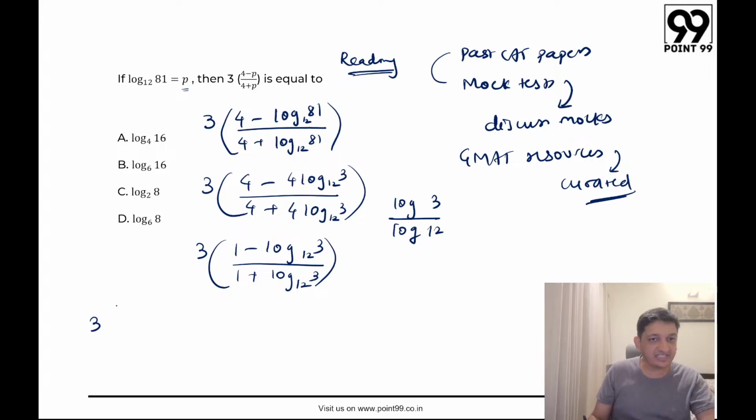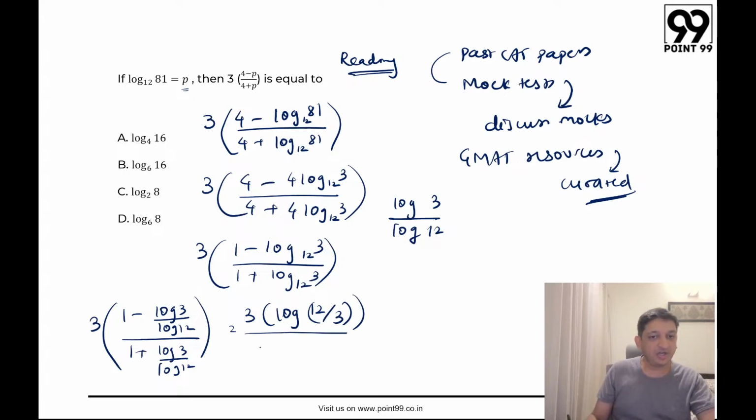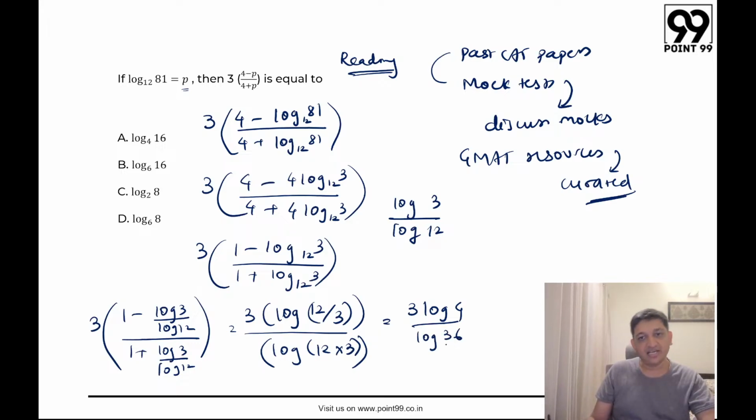So what will happen? You will have 1 minus log 3 by log 12, divided by 1 plus log 3 by log 12. Now if you adjust the terms and cancel out the two log 12s, you are going to get 3 into log 12 minus log 3, or log of 12 by 3, in the numerator. And in the denominator you are going to get log 12 plus log 3, or log of 12 multiplied by 3. So what will this become? 3 into log 4 divided by log 36. Am I right? Yeah, log 36.